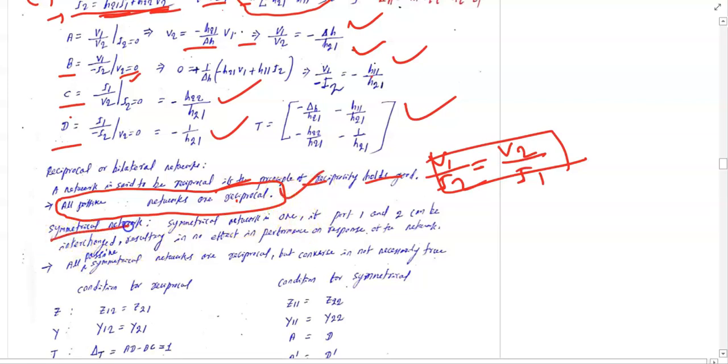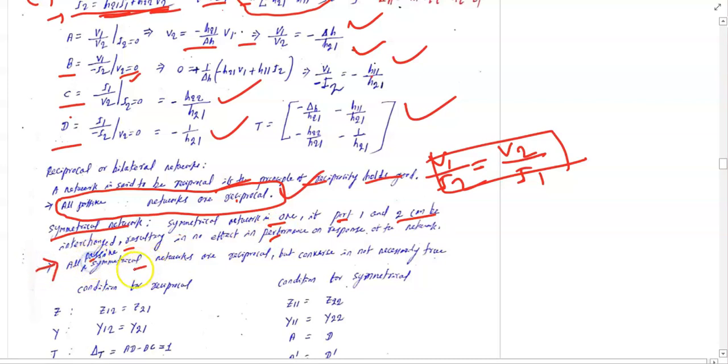Then come to the symmetrical network. A symmetrical network is one in which port 1 and port 2 can be interchanged. We have seen the two-port networks, there are two ports. If the ports behave identically after the interchange, that means you connect the input in port 1 and measure the response at port 2, or connect the input at port 2 and measure the response at port 1, and the behavior does not change, we can say that it is a symmetrical network.